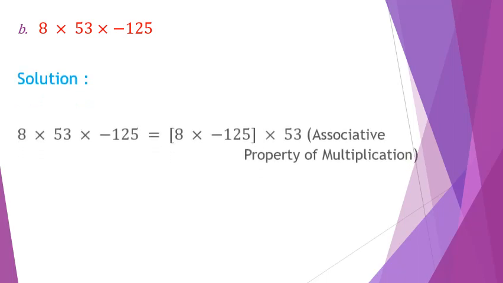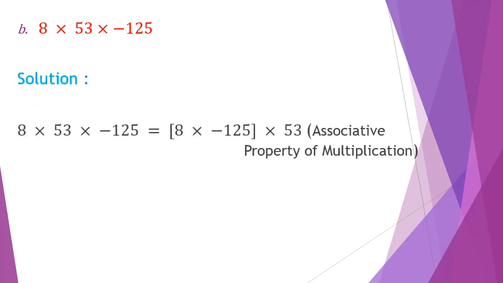Next question, 8 into 53 into minus 125. This is in the form of the associative property of multiplication. That means we can multiply any three integers in any order. So we can group 8 into minus 125 into 53. 8 into minus 125 gives minus 1000, multiplied by 53 equal to minus 53,000.